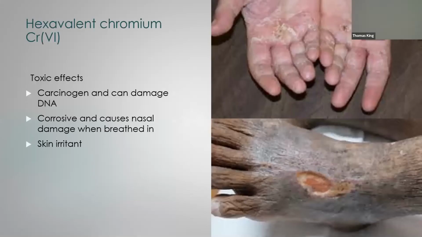Toxic effects. Carcinogen and can damage DNA, corrosive and causes nasal damage when breathed in, and a skin irritant. Hexavalent chromium is also used in the tanning industry, and many times people come in contact with high levels of hexavalent chromium while tanning products, and as you can see by the pictures, the devastating effect it has on your skin. And next slide.